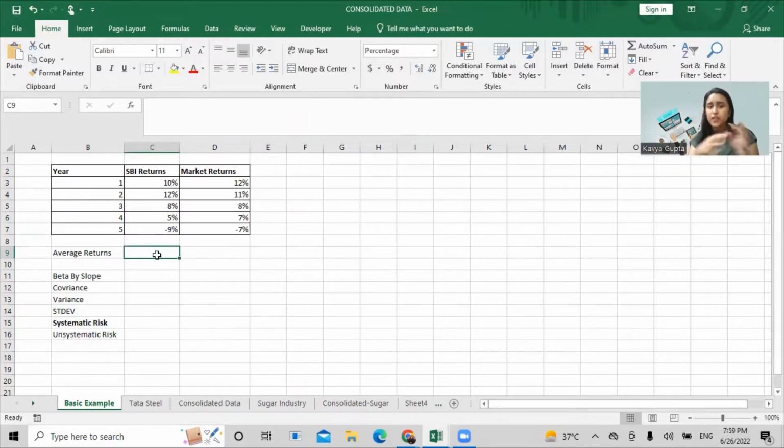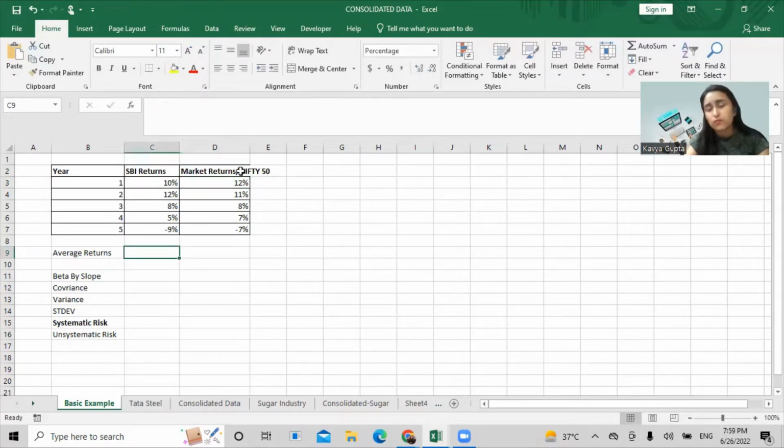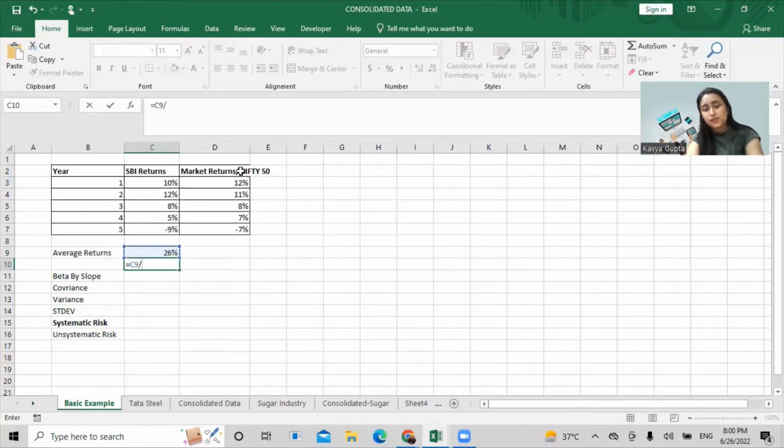I have taken very hypothetical figures here first. So I have considered the State Bank India के returns for the first 5 years and also the market returns. या इसको हम consider कर सकते हैं Nifty 50 के returns बोल सकते हो आप. चलो अब मुझे इसका average return निकालना है. तो how do you calculate average returns? एक फॉर्मूला तो सीधा है, सम. इसका सम करेंगे और सम को किससे डिवाइड करेंगे बताओ गाइस. मीन फॉर्मूला, हाँ 5 से.